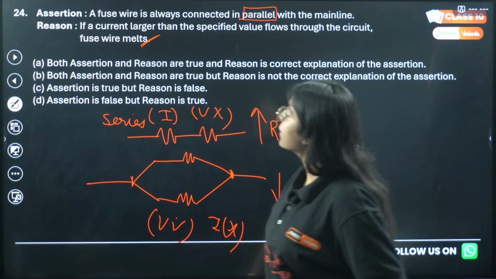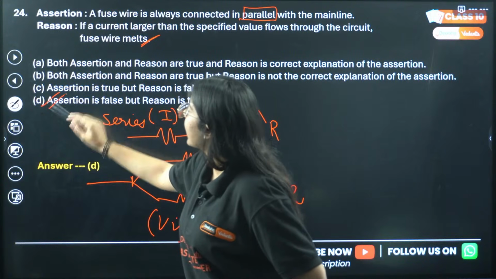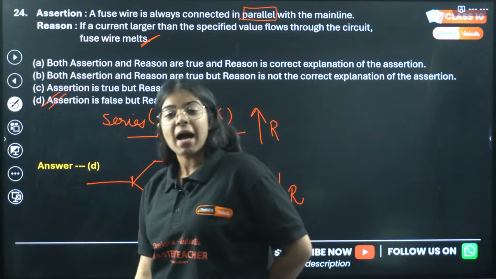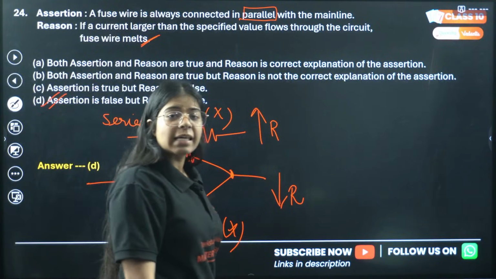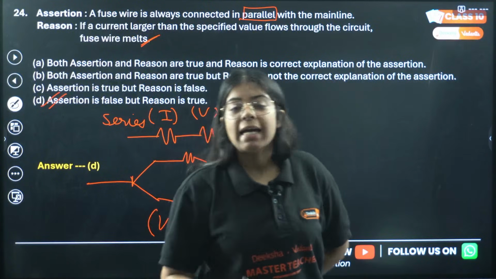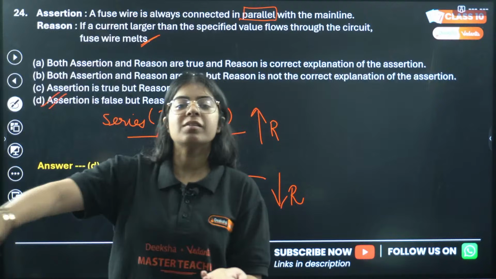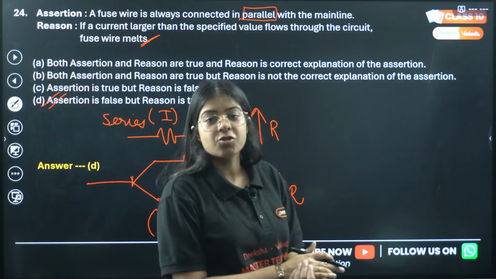Okay. Let's see what is the answer. It's actually D. Everyone is correct, because my fuse wire is not connected in parallel, it's connected in series. We know in series, one more good point, if one connection is cut, the whole circuit goes down, the whole circuit breaks, but in parallel that does not happen.